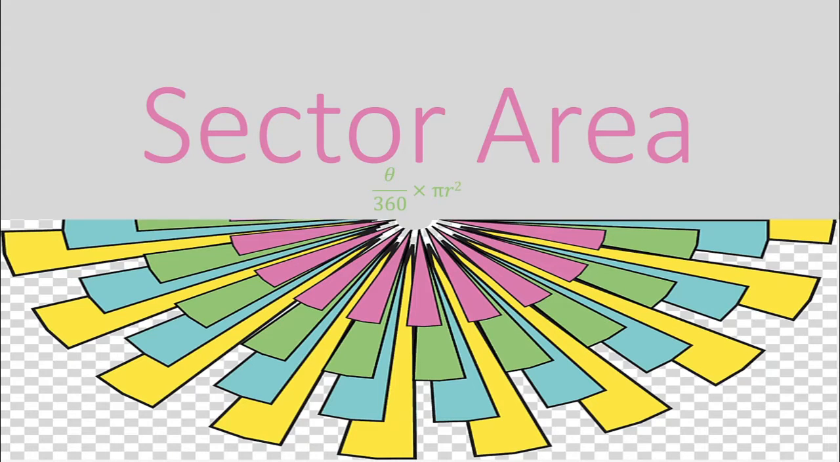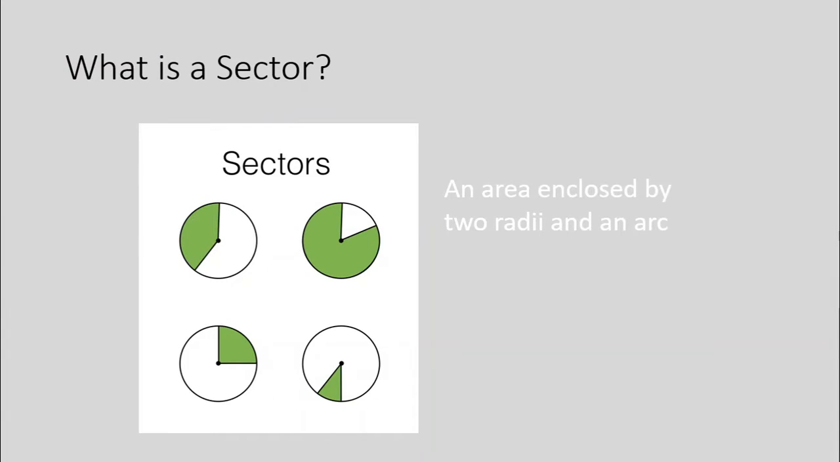Hey guys, today we're going to have a look at sector areas and basically what a sector is. Now, apart from this beautiful diagram that we've got here, let's look at the mathematical definition first. So these are all sectors. A sector is an area enclosed by two radii and an arc.